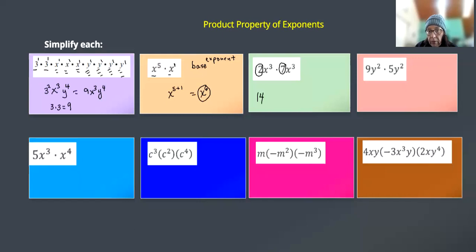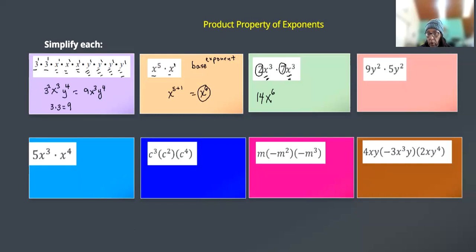Now, we have similar bases here. They're both x's. And we're multiplying. So carry the x along and add the exponents. 3 plus 3 is 6. And you're done. Remember, this is just the rules for exponents.